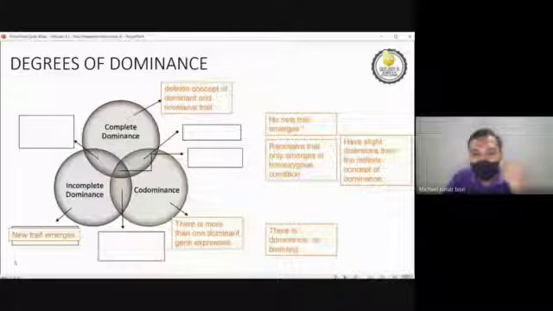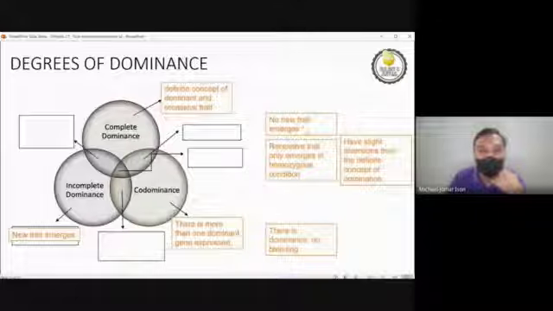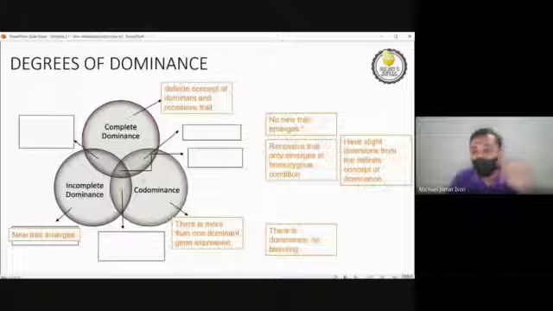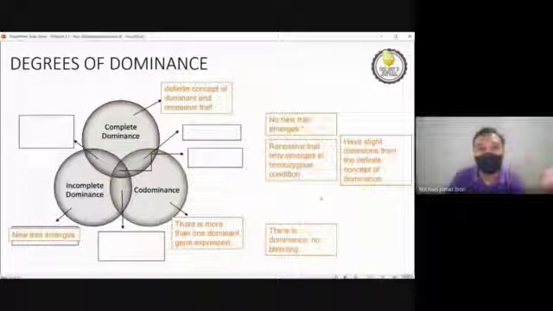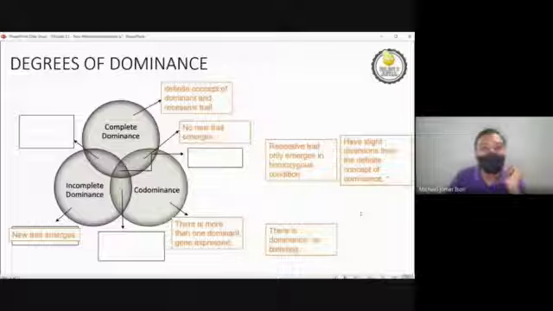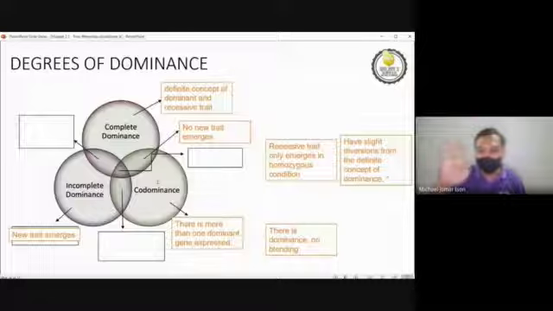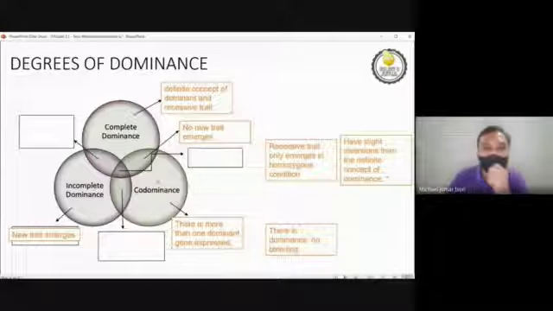Okay, how about no new trait emerges? This one, where will you be putting that? Complete, codominance, or incomplete, or in between? Okay, what do you think? Okay, you should be placing that here. So no new trait emerges. So for the complete dominance and the codominance, there is no third phenotype. Okay, so remember that.